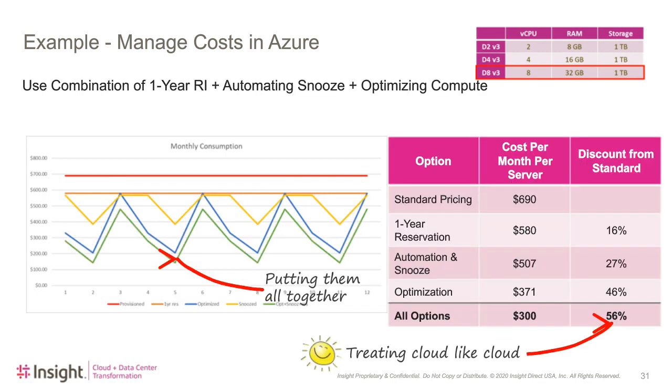Now, what if I put all those together? Look at it. 56% discount. I'm paying less than half of what the retail price is if I move this workload to the cloud, these servers to the cloud, in the way that makes sense. This is treating cloud like cloud. Not everything makes sense to automate and optimize this way, but if you move to the cloud and you're not doing this, you're forking out more money than you need to for something that you're not using as much as you could.